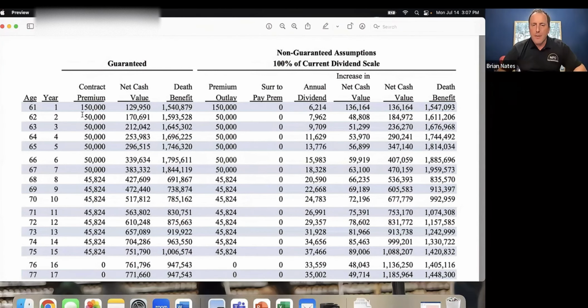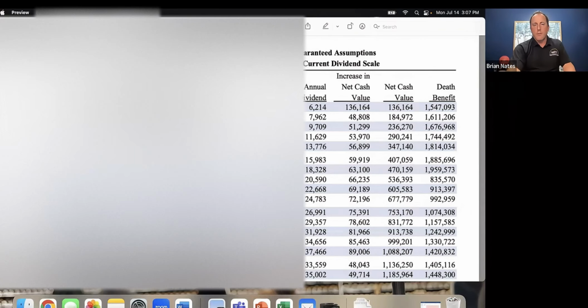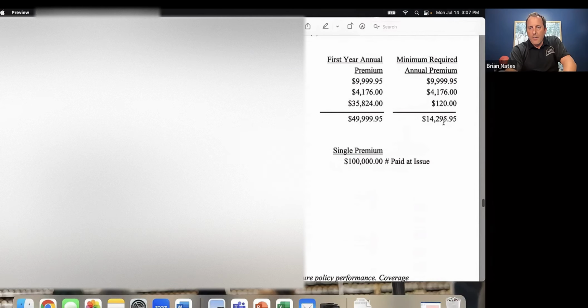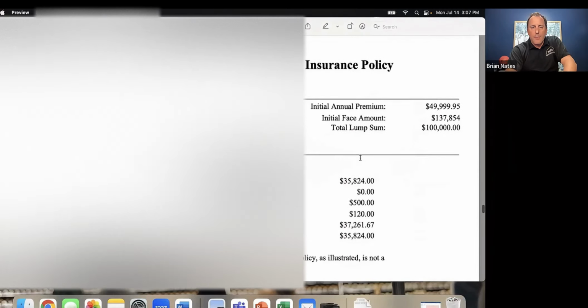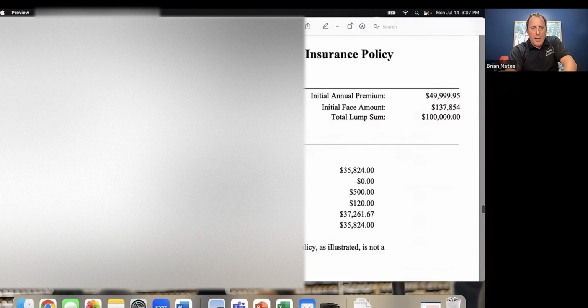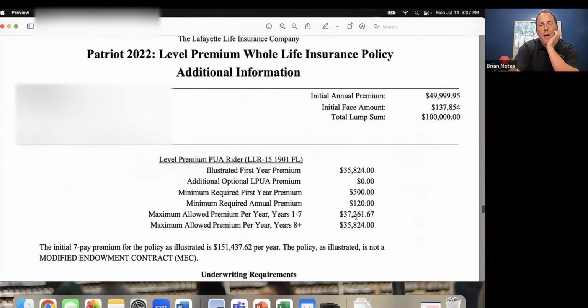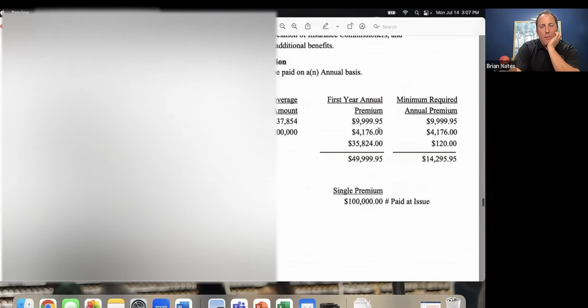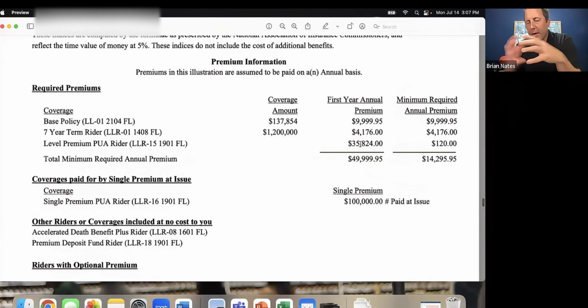Think about the flexibility of that. Minimum 14, to be exact, it's 14,295. The maximum, if you add 2,000, and the reason I say that, for those that are analytical, you notice how it says maximum allowed, this is for the paid up additions, is 37,000. That's what's added on top of the base and the term rider, right? I put 35 just to make it 50, but you can go up to 37 with that paid up additions rider. So really the maximum amount you can contribute in a year is 52 grand. And the minimum is 14.